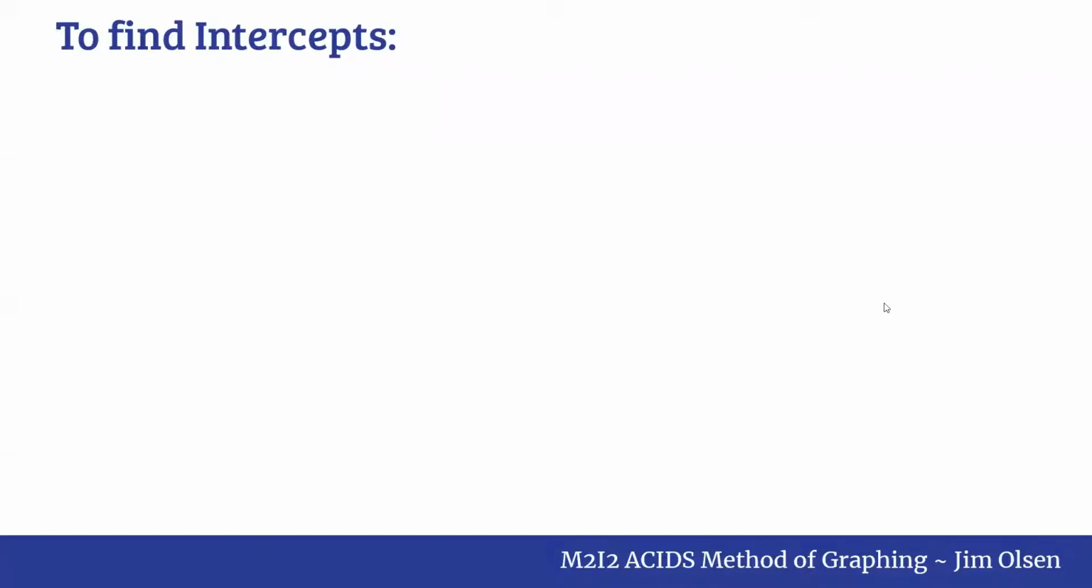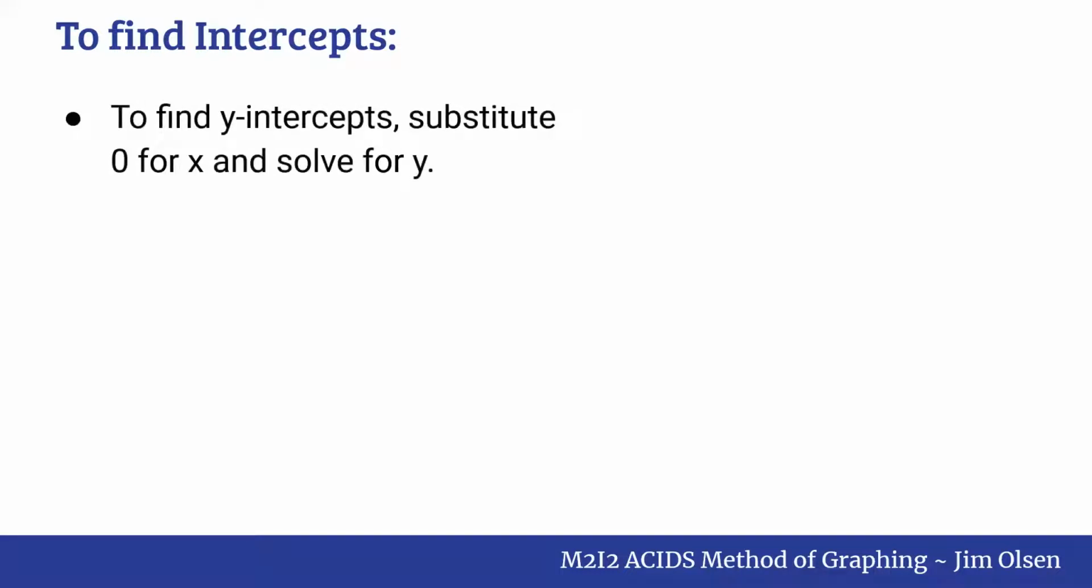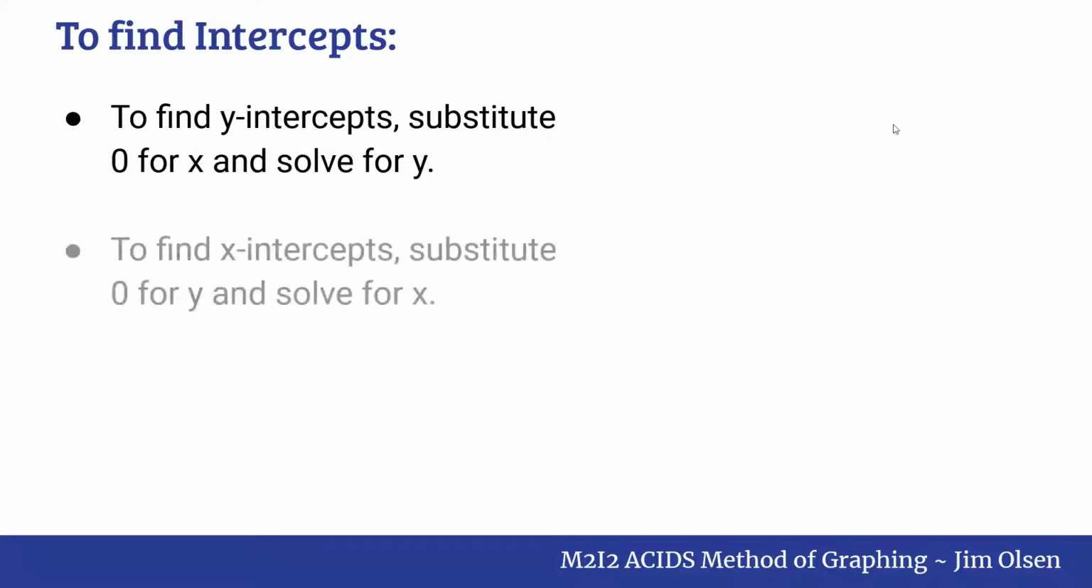Now let's talk about finding intercepts. The way we find intercepts is the same, whether it's Algebra 1, Algebra 2, or Calculus 3. To find y-intercepts, substitute 0 for x and solve for y. To find x-intercepts, substitute 0 for y and solve for x.